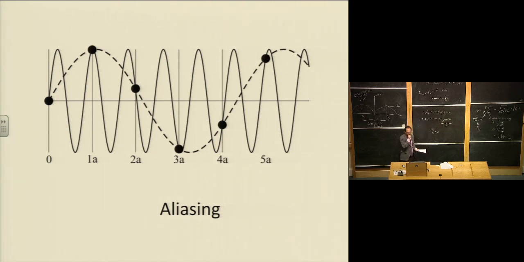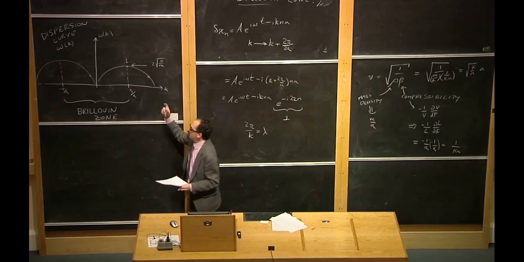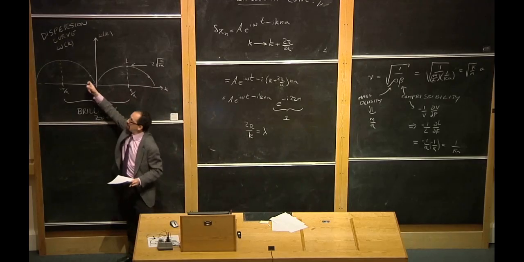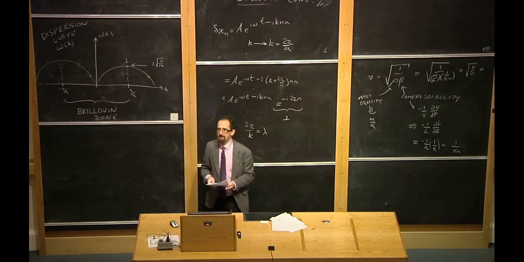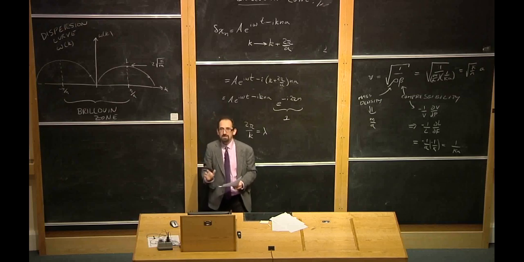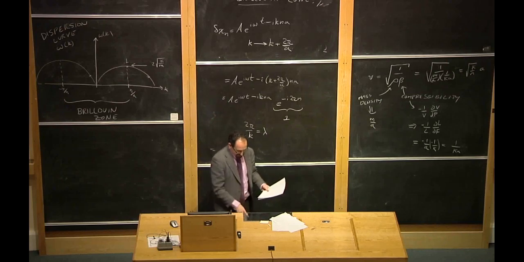This is a phenomenon known as aliasing, and if you get this in your head, you'll understand pretty well why this point and this point are actually describing the same wave, even though they have different k's. Okay? Good? All right.